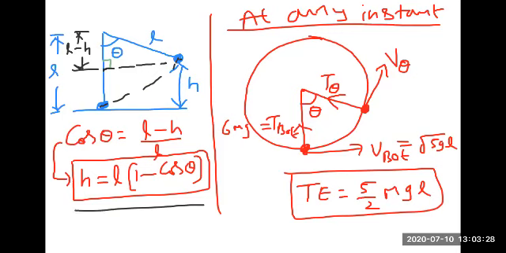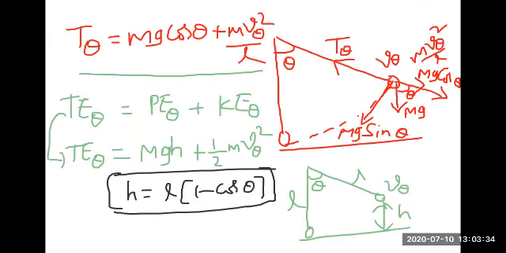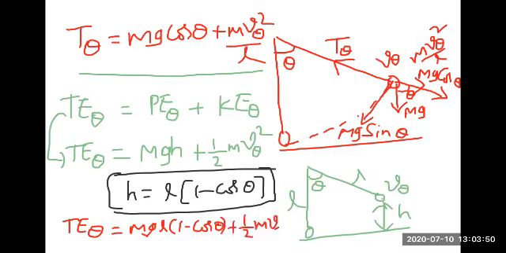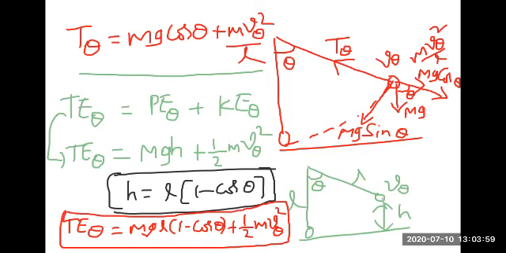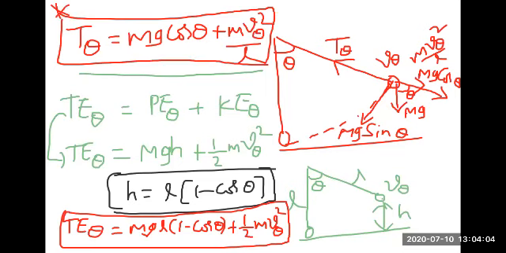Now I can substitute. That is the formula for total energy at theta. I can write now: total energy at theta is mgh. H means L into 1 minus cos theta, so mgL into 1 minus cos theta plus half mv theta square. This is the total energy at theta. My request for you people is to remember these 2 points: one is the tension at theta, the other one is the total energy at theta. These 2 points are to be noted.